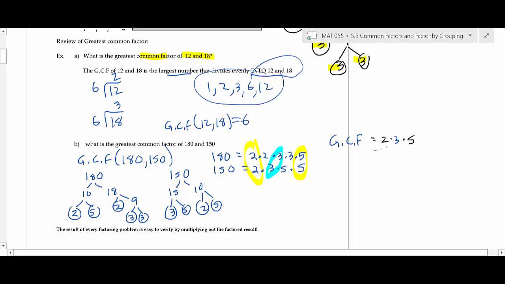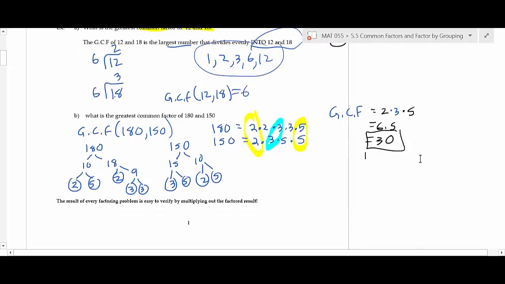So 2 times 3 is 6. 6 times 5 is 30, so that means the answer to this problem is the greatest common factor is 30. Like that. If you can't do something in your head, to me, that's the way to do it. And that's the way to always do it if you can't do it in your head.